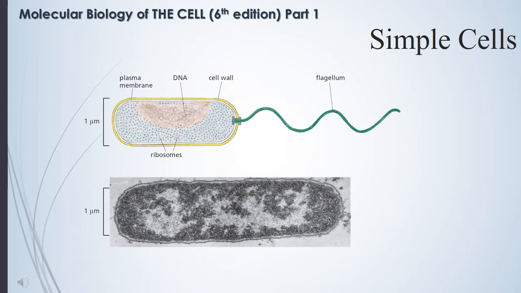So the picture on top is a cartoon representation of what an E. coli looks like. And on the bottom is an electron microscopy image of an actual E. coli.